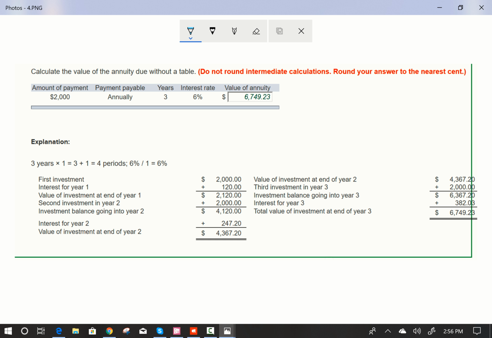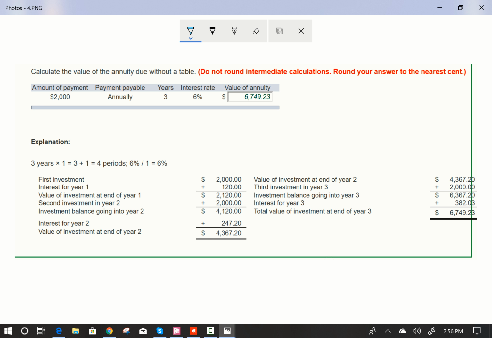Okay, then take $4,367.20 and add the investment at the beginning of year 3 of $2,000. The investment balance going into year 3, add that together, is $6,367.20. Take 6% of that, which will give you $382.03. And the total value of the investment at the end of year 3 is $6,749.23. That's the value of this annuity due.